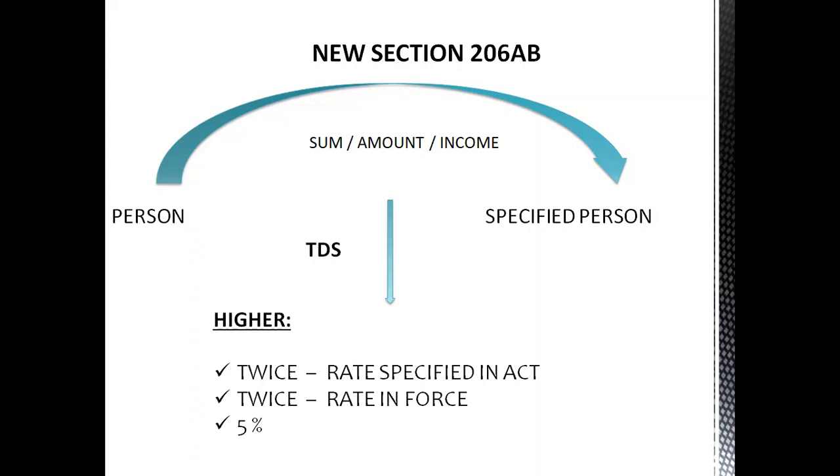Now, what does this rate in force mean? Just to quote an example, last year due to the COVID situation, there was a concession in the TDS rate given by 25% from 14th May to 31st March 2021. So the TDS rate in force was that concessional rate for that specified period of time. So the higher of these three rates will be the rate applicable under section 206AB. This section will be applicable from 1st July 2021.